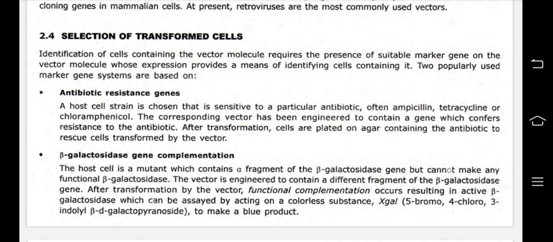The host cell is a mutant which contains the alpha fragment of a beta galactosidase gene but cannot make any functional beta galactosidase. The vector is engineered to contain a different fragment of the beta galactosidase gene. After transformation by the vector, functional complementation occurs, resulting in active beta galactosidase, which can be assayed by acting on a colorless substance, X-gal, 5-bromo-4-chloro-3-indolyl beta-D-galactopyranoside, to make a blue product.